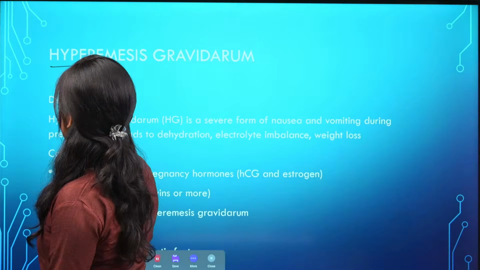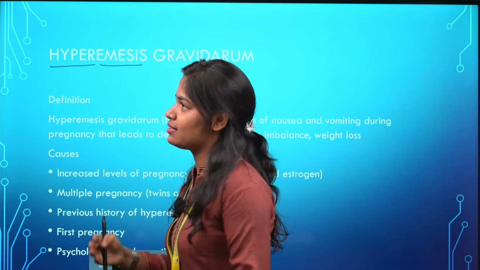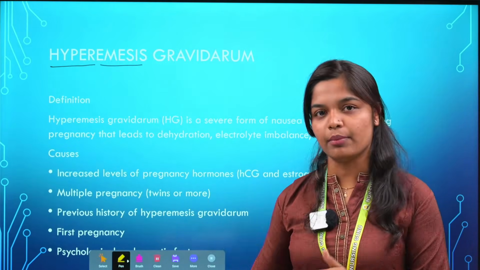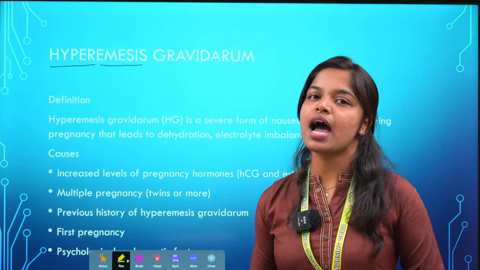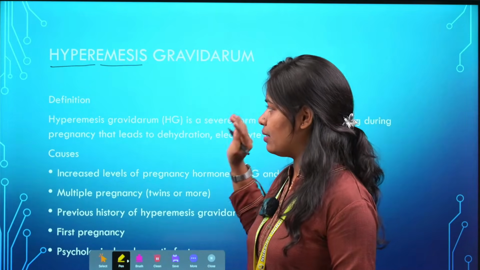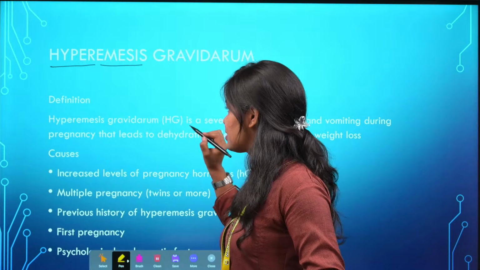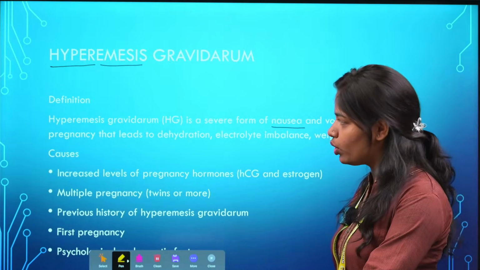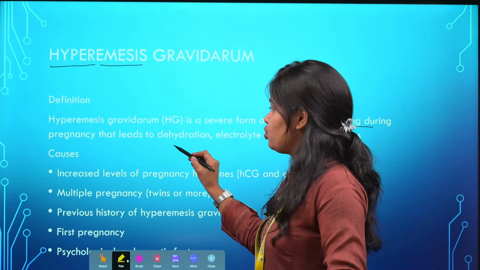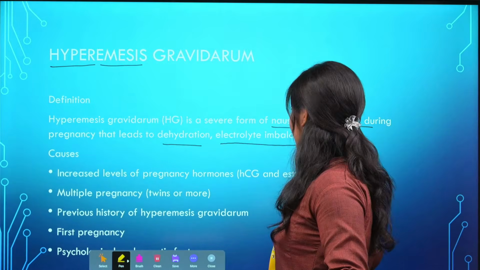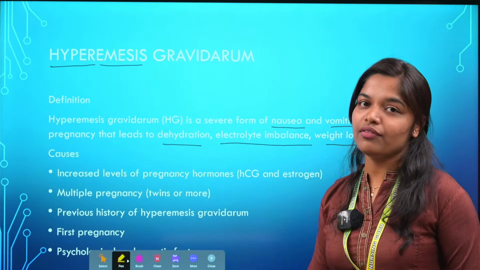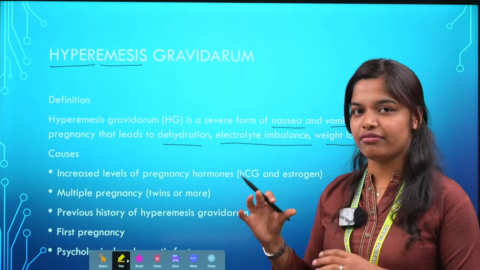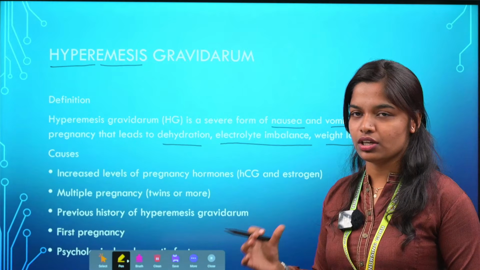Hyper means excessive, emesis means vomiting. The excessive level of vomiting at the time of pregnancy, we will call hyperemesis gravidarum. The definition: it is a severe form of nausea and vomiting during pregnancy that leads to dehydration, electrolyte imbalance and also weight loss.